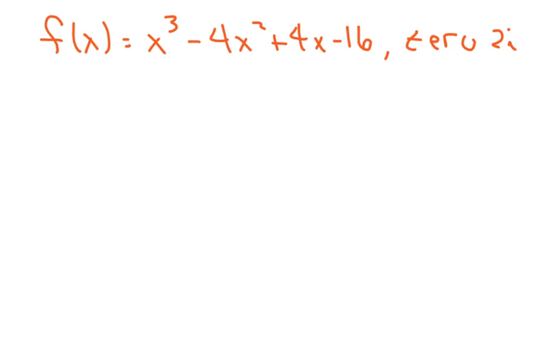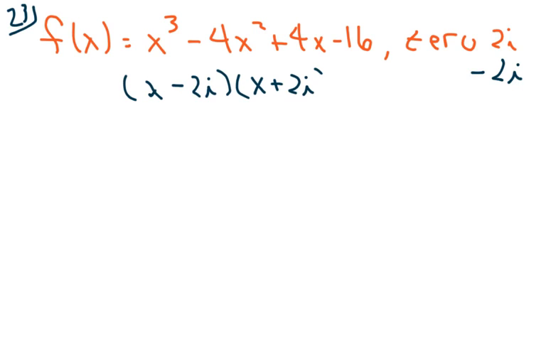So the first problem is 23. This is 23. And we have one zero stated at 2i. So therefore we know that the conjugate pair is negative 2i. So what we're going to do is FOIL this out. We're going to get x minus 2i times x plus 2i.